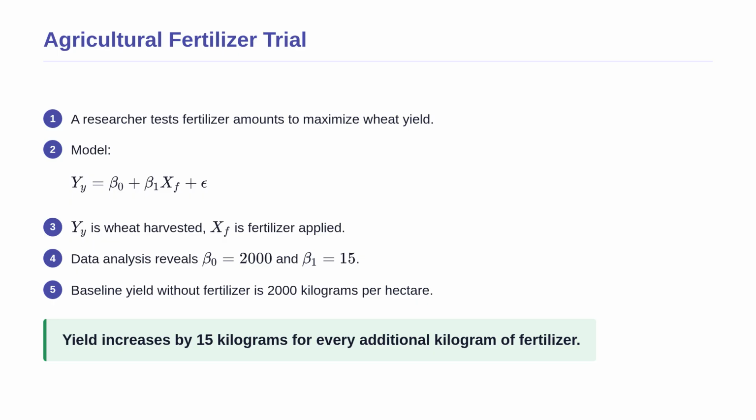This means the baseline yield is 2,000 kilograms per hectare. Physically, this tells the farmers that for every single additional kilogram of fertilizer applied, their wheat yield increases by exactly 15 kilograms.